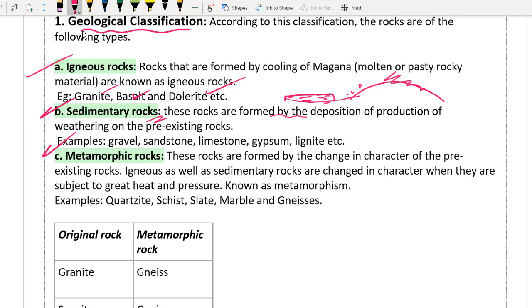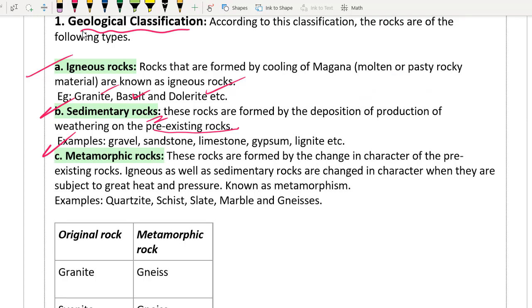These rocks are formed by deposition of the products of weathering of pre-existing rocks. First weathering happens and the products are transported to a new location. In suitable locations they get deposited. Over time they convert back into rock. So it is sedimentary rock. Next we have metamorphic rock. See, the pre-existing rock could be igneous rock or sedimentary rock.